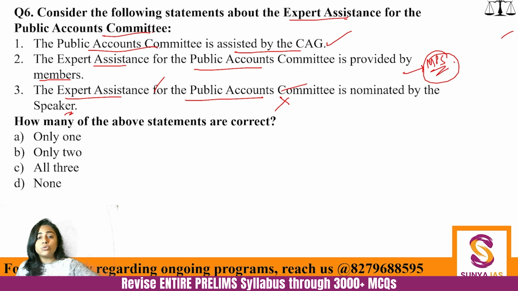The experts are supposed to come from outside. So if the Public Accounts Committee needs, it can get experts for itself, but these are not the members of Parliament. These are not appointed by the Speaker. So both these statements are incorrect. I hope you understand why they are incorrect, and only one is the answer to this one.